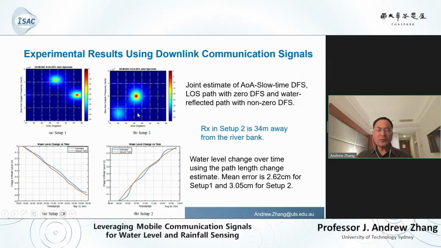The right one shows the result for setup 2, where the receiver is about 35 meters from the water. In this scenario, the reflected signal is a bit weak, but we can still see it and clearly identify its AOA and Doppler values. Based on the extracted heat map, we can further apply the techniques shown in the last slide to get the water level estimation. The mean error is about 2.6 centimeters and about 3 centimeters.